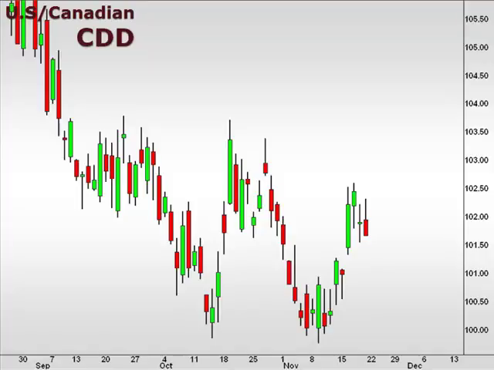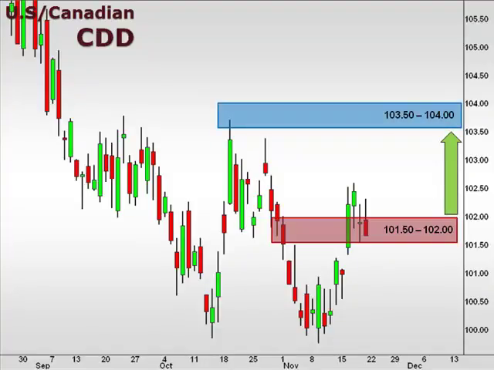Next up, the CDD, the US versus the Canadian dollar. Well, the CDD hit our 102, 103 focal zone before retracing back down off of the high. Support at 101.5, 102 lends credibility to a push towards 104.